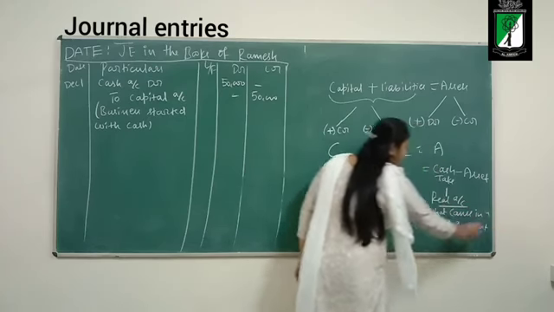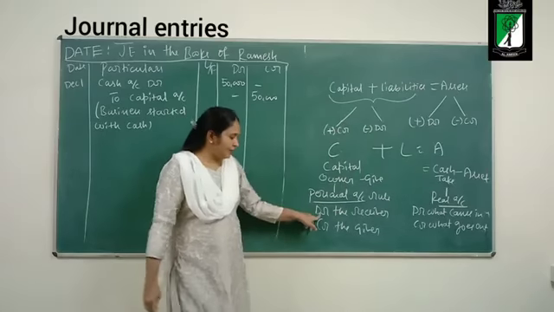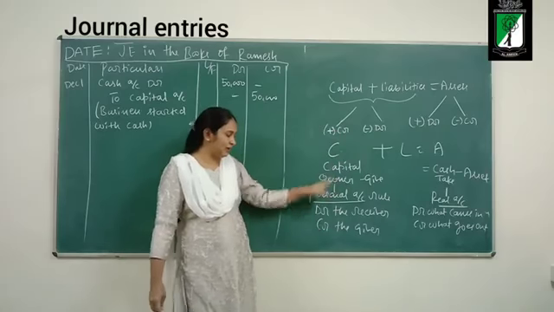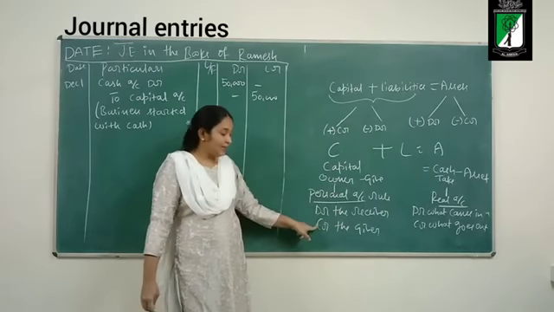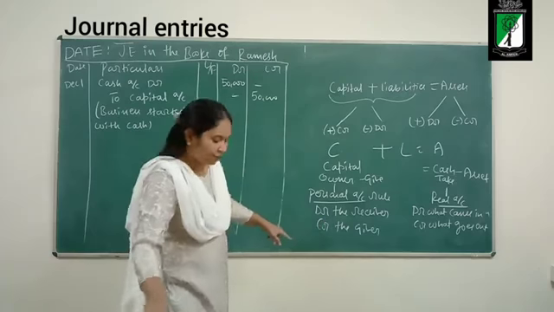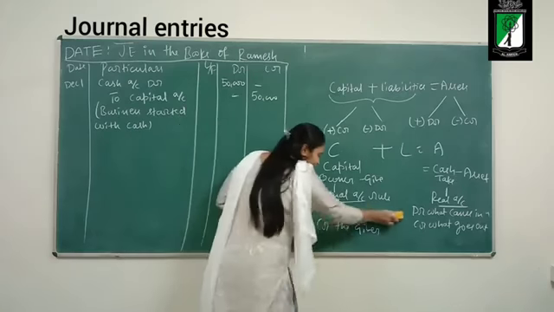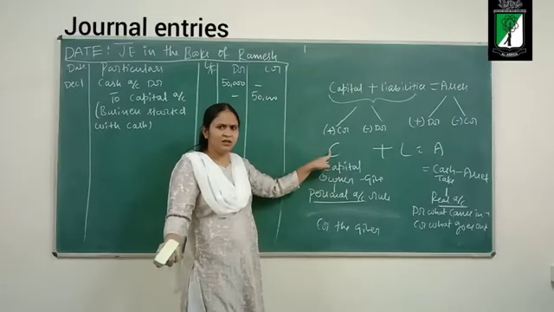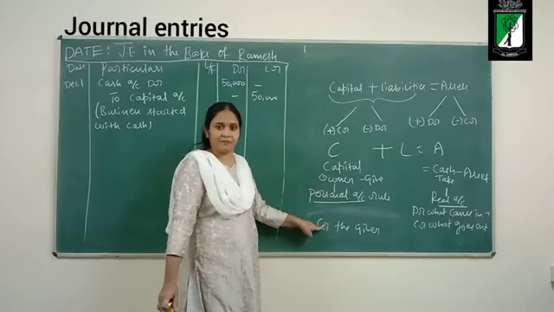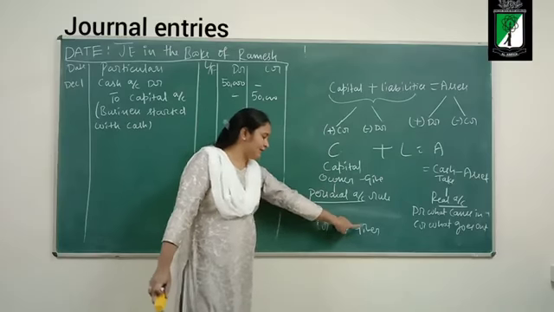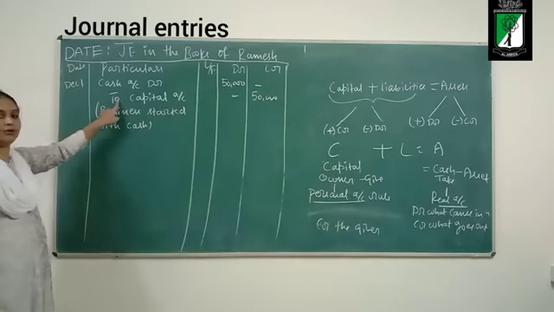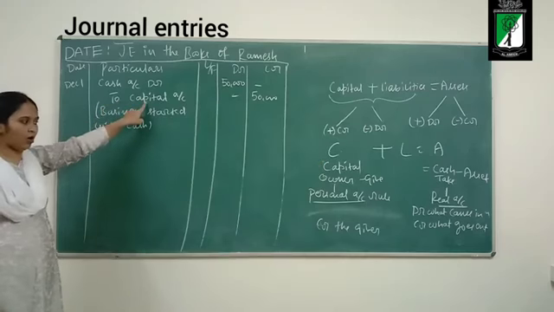Now here, what is happening? See, debit the receiver, credit the giver. Owner is giving the capital. He is the giver. So what should I do? I should credit capital. He is not receiving anything. He is giving. So credit the giver. So I will credit capital.